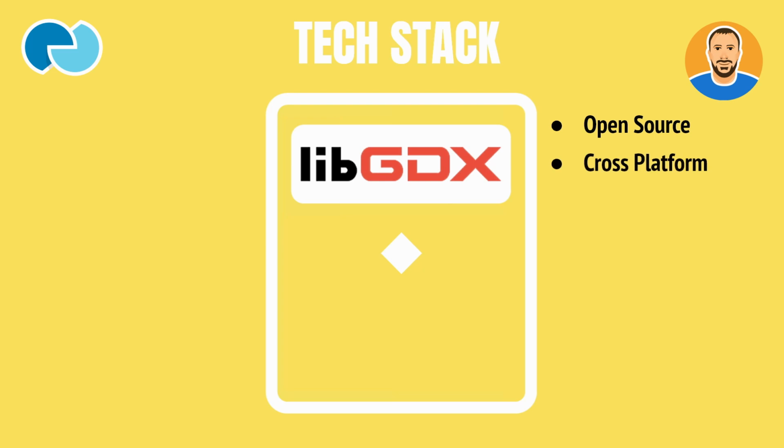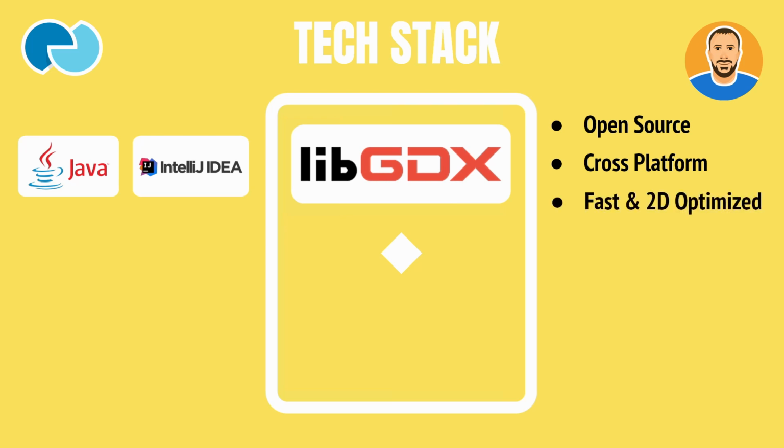The second advantage is that this library is built in Java, so it's cross-platform by default. It means you can build your game on PC and then easily port it to mobile. Finally, the last advantage is that it's very fast and 2D optimized because it's built over OpenGL, so it's great for mobile game development. Thus, the Libgdx framework is great.